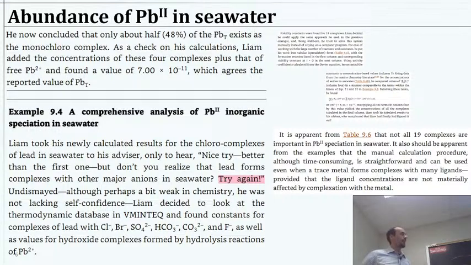And then he creates this table and notices from this table, which we'll look at in a second, that not all 19 of these complexes are super important. Some of them really don't have much concentration. And so in some sense, if you're doing this manually, you'd have to find which ones you can kind of ignore. But overall, we can see how time-consuming that could be and why you might need some program in this very simple case, with just what we thought was lead and chloride in seawater.